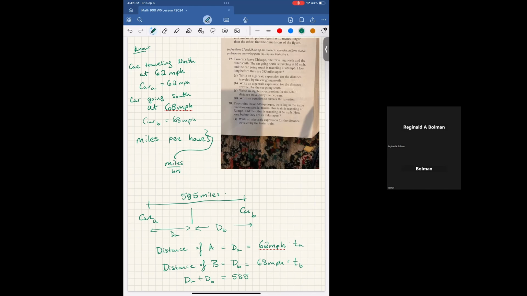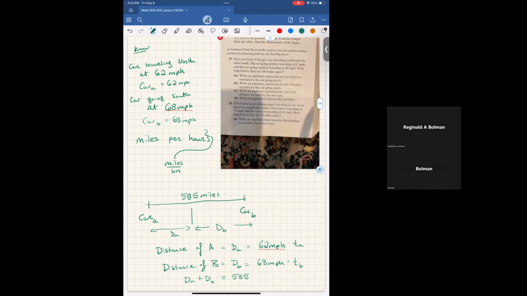But regardless of which one happens to be traveling farther than the other, we do know that both distances must add up to 585 miles. Now, the equations that I have would be able to express the information asked for in parts A, B, and C of our problem statement.